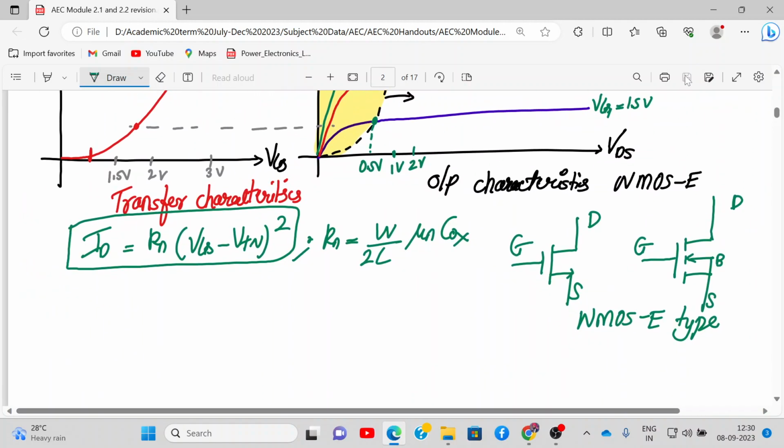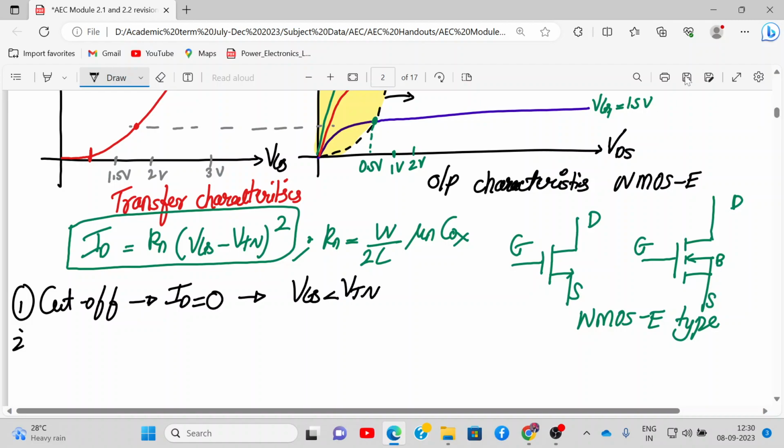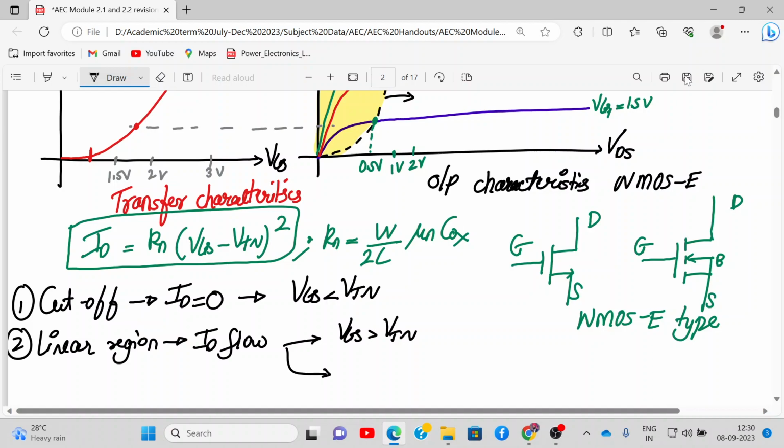Okay. So what are the voltage conditions for the MOSFET to be in the cutoff region? MOSFET is in cutoff region, we know ID is 0. The condition is VGS should be less than VTN. Second, what is the condition to be in linear region? For linear region, ID flows. But what are the two conditions? VGS should be greater than VTN and VDS should be less than or equal to, write down these conditions, VGS minus VTN.